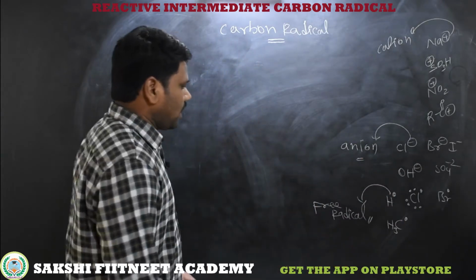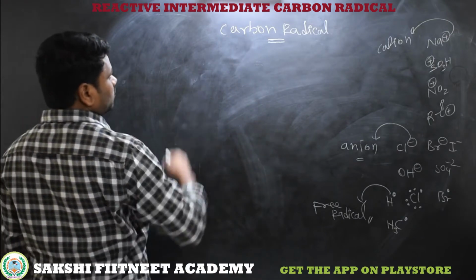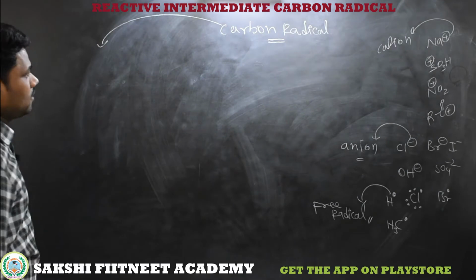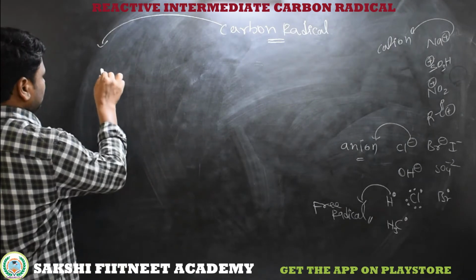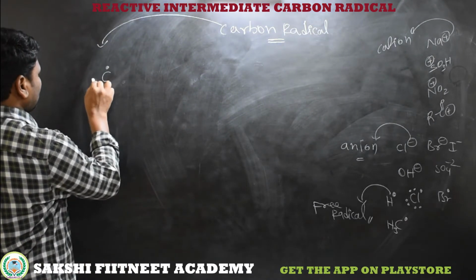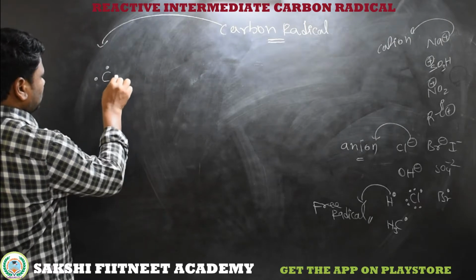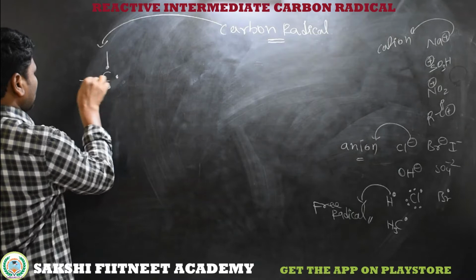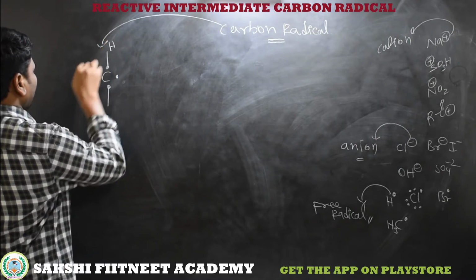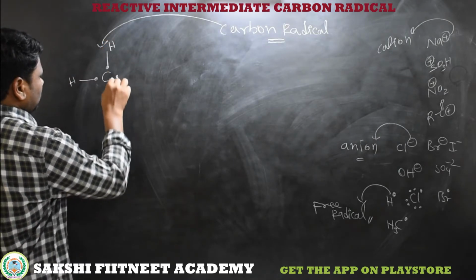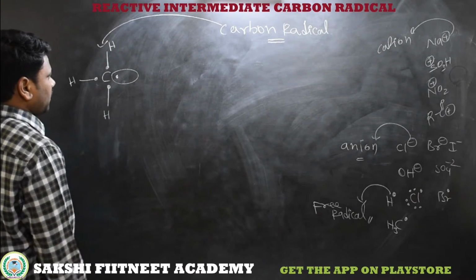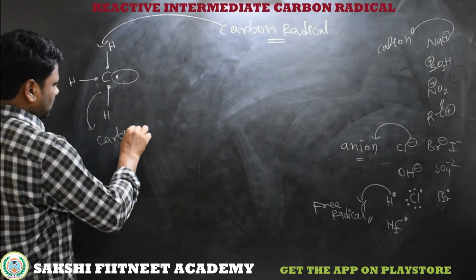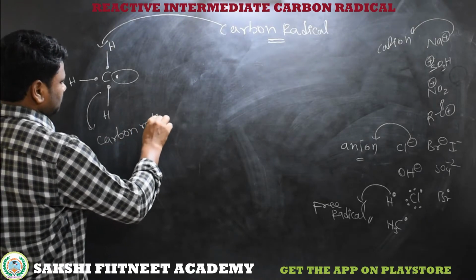These are called radicals. Coming to carbon radical: carbon radical means carbon which has 1 unpaired electron. That means around the carbon there is an odd number of electrons. See here, carbon has 4 valence electrons, 3 valence electrons participate in chemical bonding, and we have 1 unpaired electron. So this is called a carbon radical.